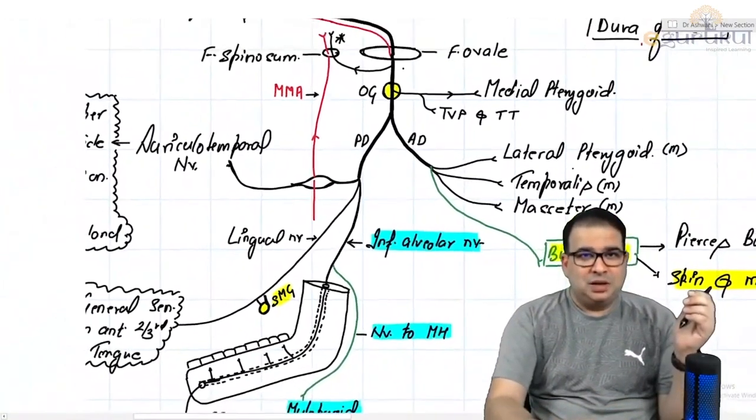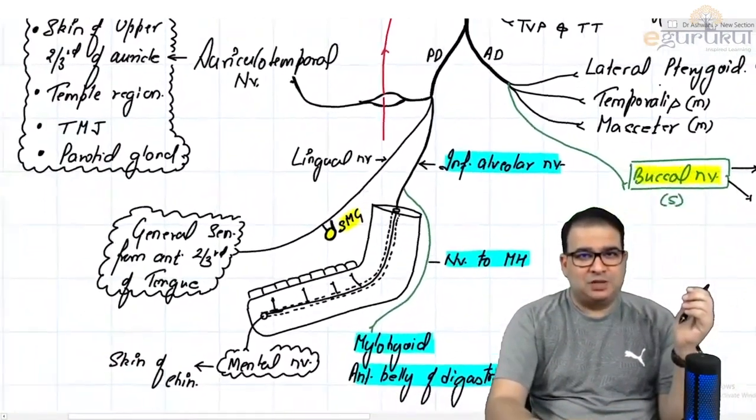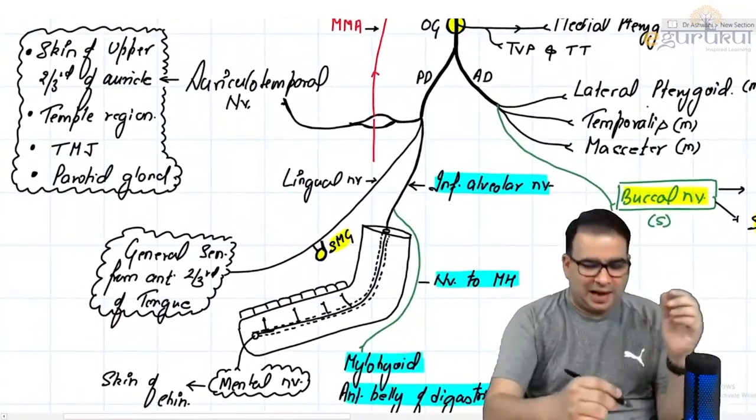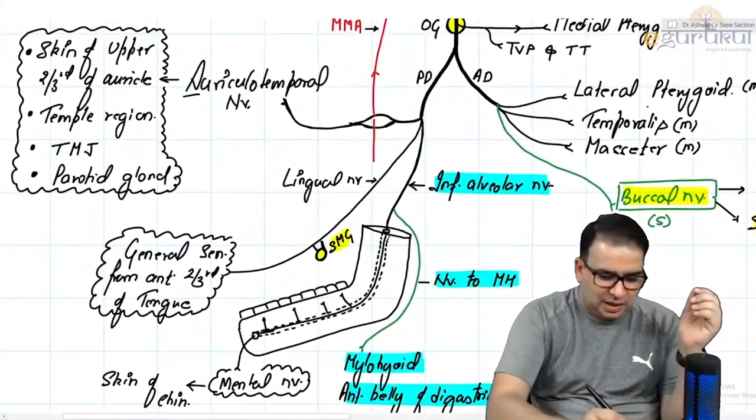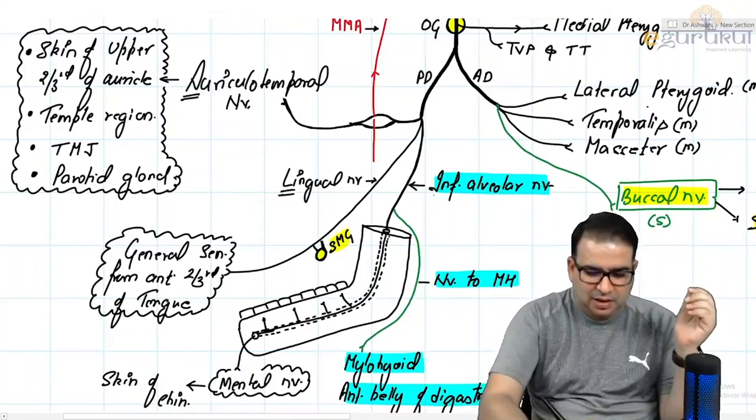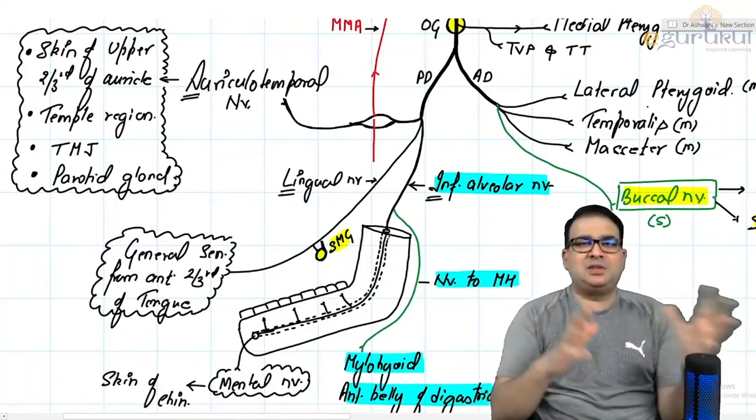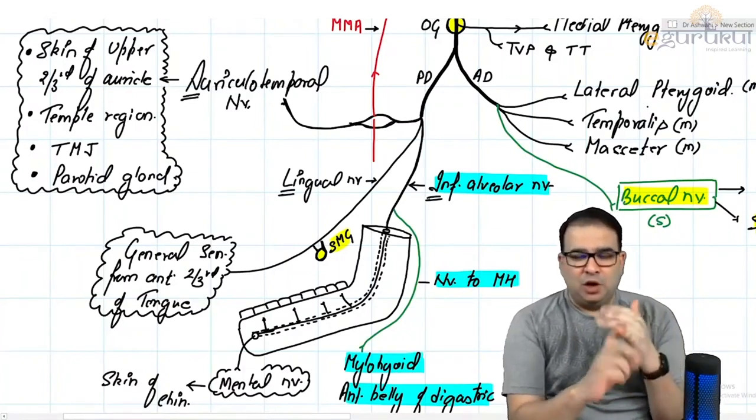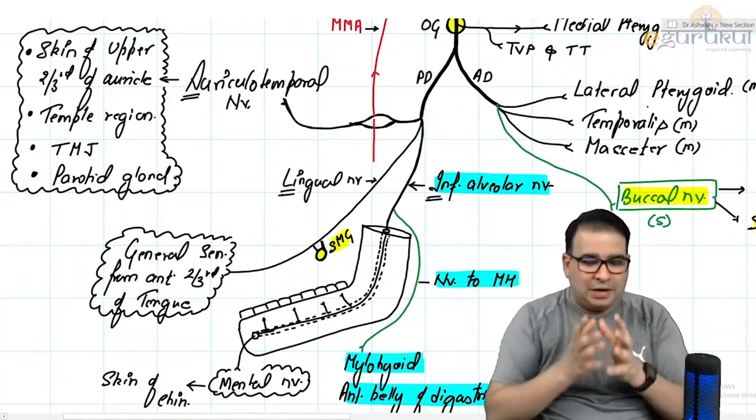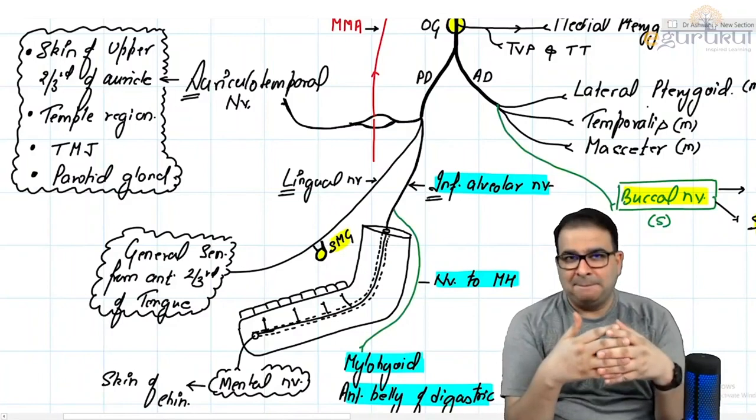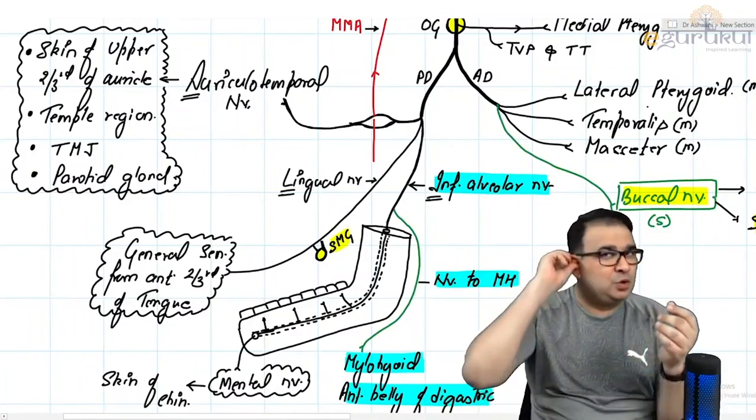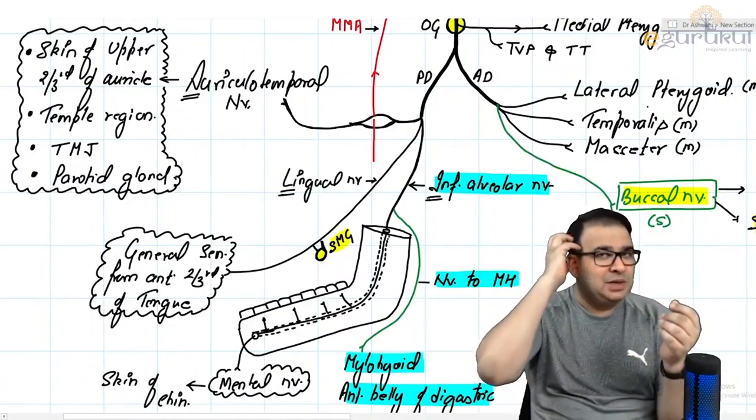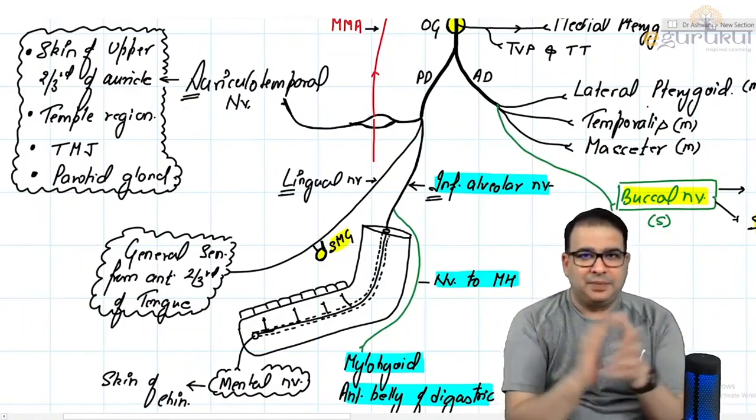Posterior division, three branches, ALI branches. ALI, A-L-I. What is ALI? Look at this. A, L, and I. ALI branches come from the posterior division. A is the auriculotemporal nerve. Auriculotemporal nerve, when it goes backward, it loops around the middle meningeal artery and then it supplies the skin of the upper 2/3 of the auricle and the temple region, TMJ and parotid gland, right?